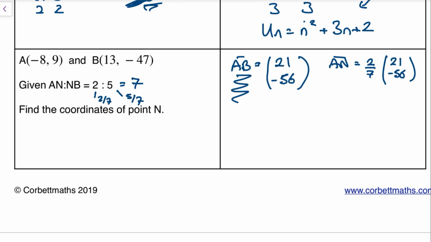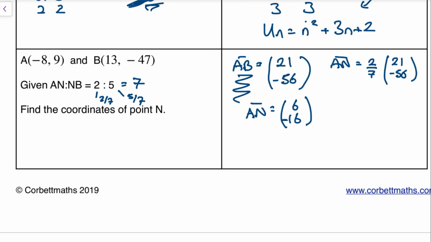Now, slight aside, because both these numbers divide by 7, that means these are nice numbers, which makes me feel a little bit better that I'm probably doing the right thing. Not definite, but probably. So it means that A to N is equal to, well, 21 divided by 7 is 3 times 2 is 6. Minus 56 divided by 7 is 8 and times 2 is 16. So the vector, now this is important because it's not the point N, it's the vector to get from A to N is 6, minus 16.